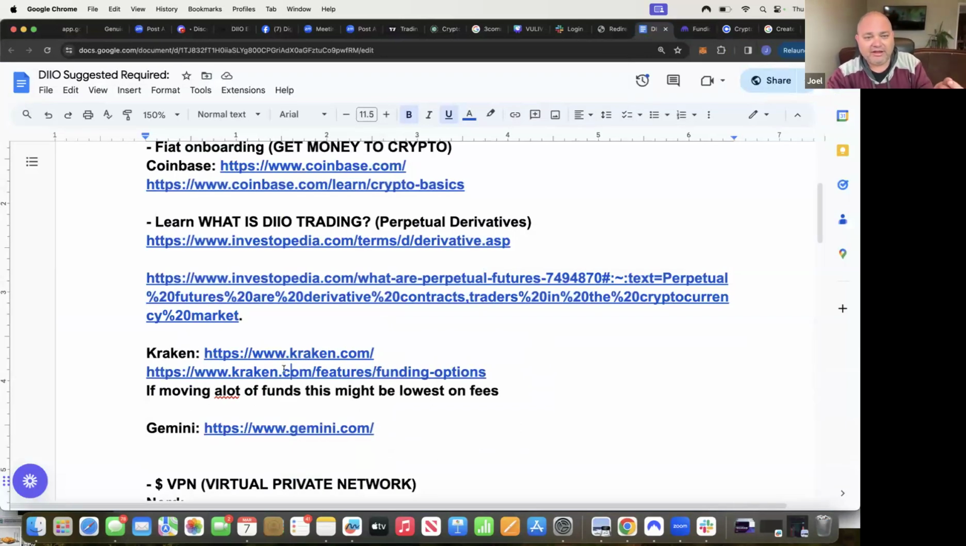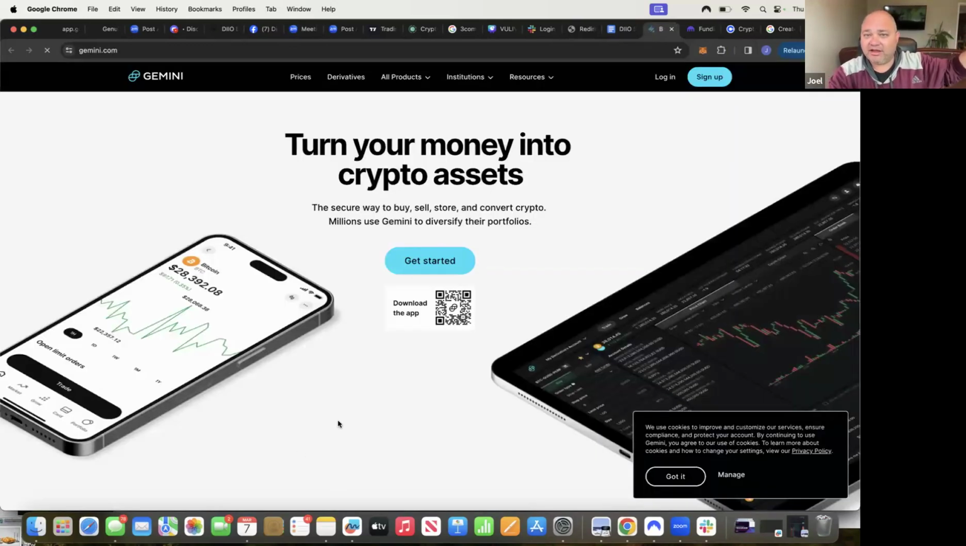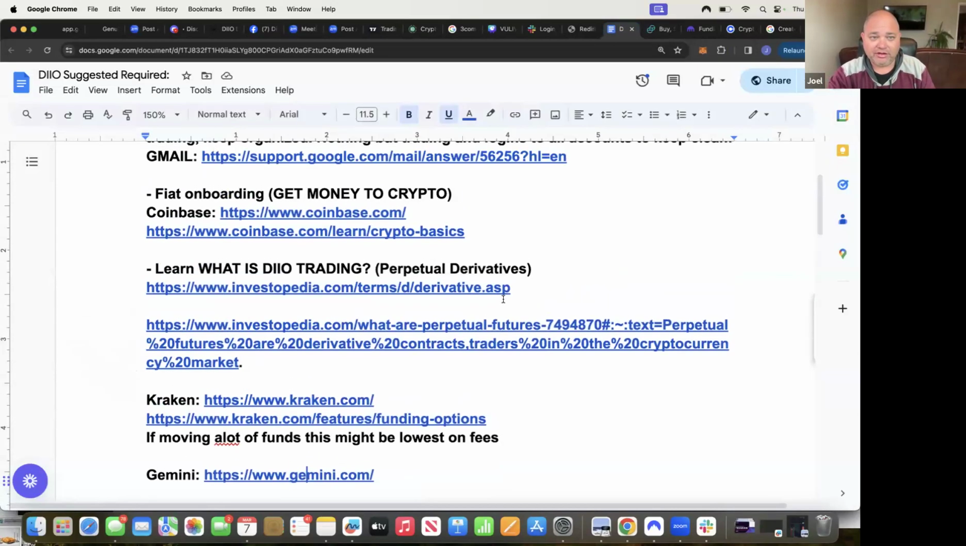So you got Kraken, you got Gemini, which I don't use. I've never used Gemini, but I linked it here for you because Brayson said this is one of the top 3 ways to get your money into crypto assets. They make it pretty simple, right? So it's super important that you learn and understand what you need to do.